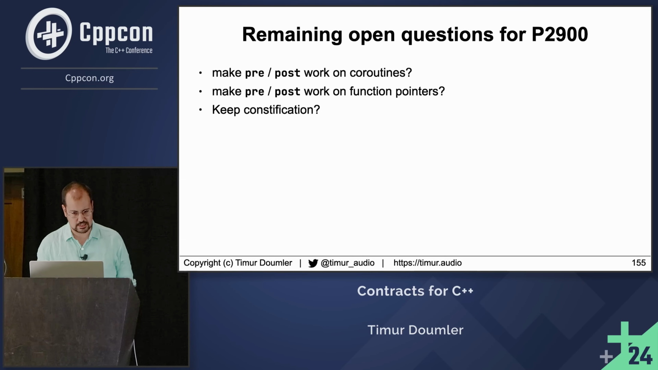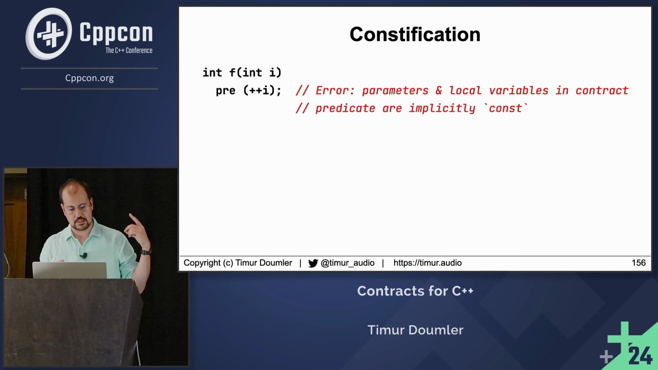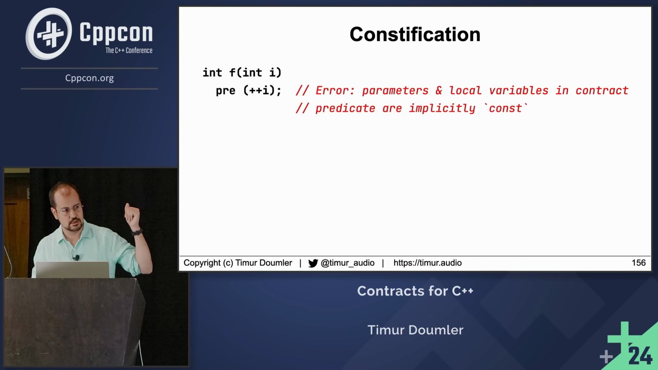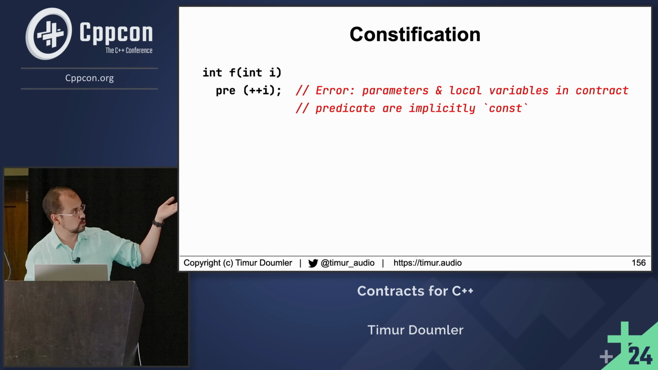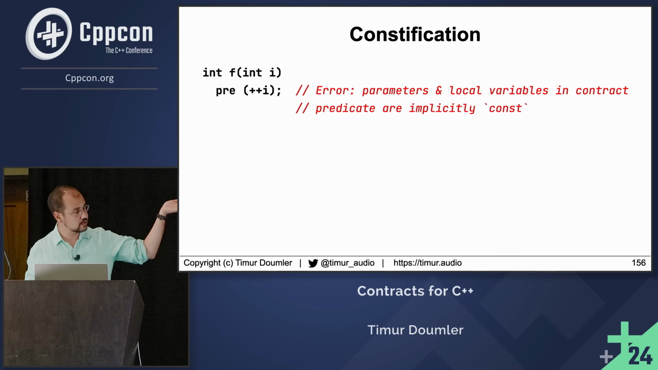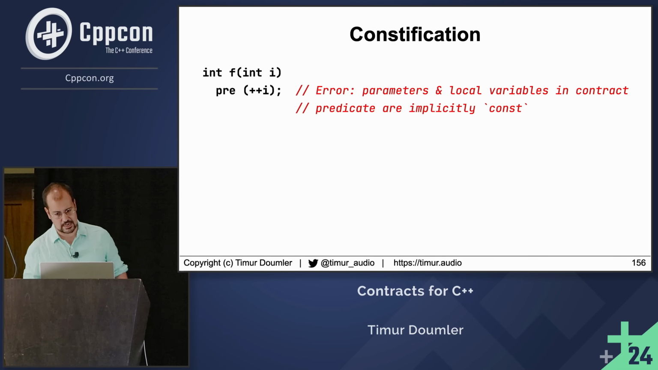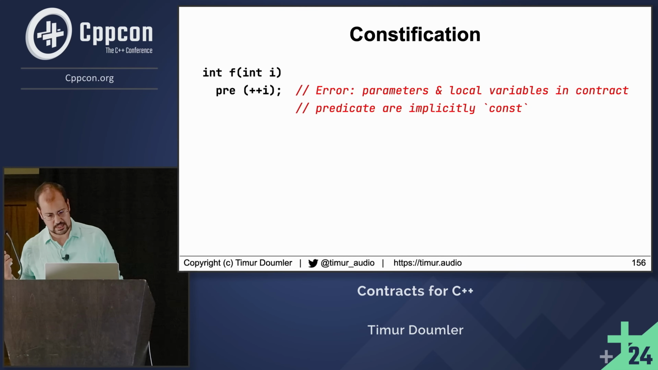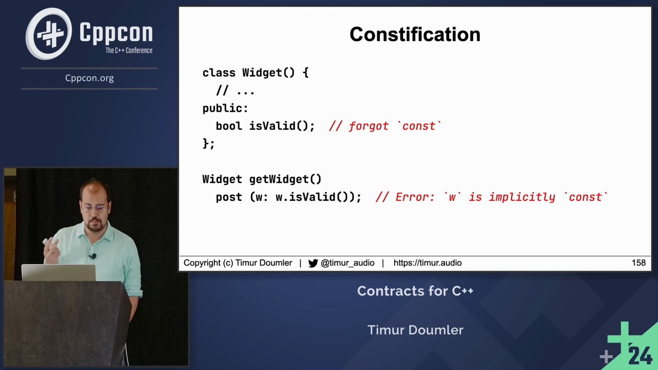Another open question is this thing that we have called constification, which we are not sure yet if we want to keep around or not. It's this thing that in a pre, post, or contract assert, local variables are implicitly const. So if you're trying to increment, for example, a parameter, you're going to get a compiler error. It's as if you were in a const member function. It's not going to let you do that, which is great because you shouldn't be modifying your program. You should only be checking if your program is correct. Remember the prime directive. So it's a good thing that you get an error there. But there's a few problems. For example, if you have a predicate, but you forgot to put const on it, then that's not going to compile.